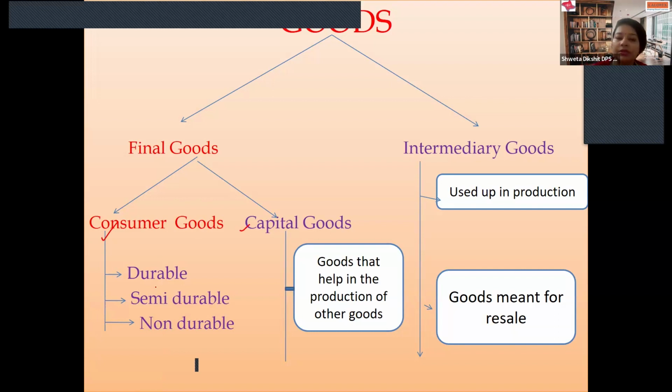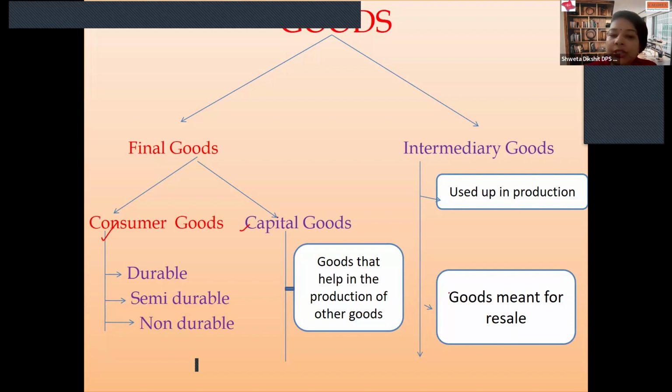The final goods can be consumer and capital, and consumer further can be durable, semi-durable, and non-durable. Durable goods have good longevity, they last long. Semi-durable goods have some shelf time and continue for a few years with us, whereas non-durable goods are also known as perishable goods, which are easily destroyed. Now, if you're talking about intermediate goods, these are the goods which are still being used up in the process of production, and they are goods which are meant for resale.